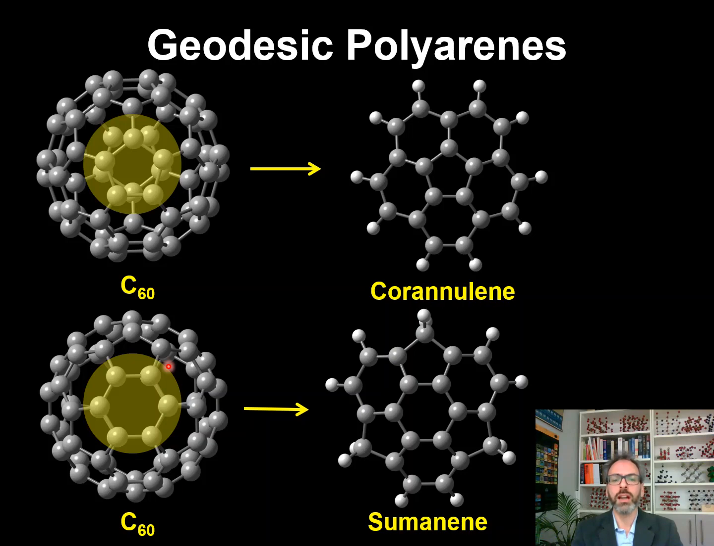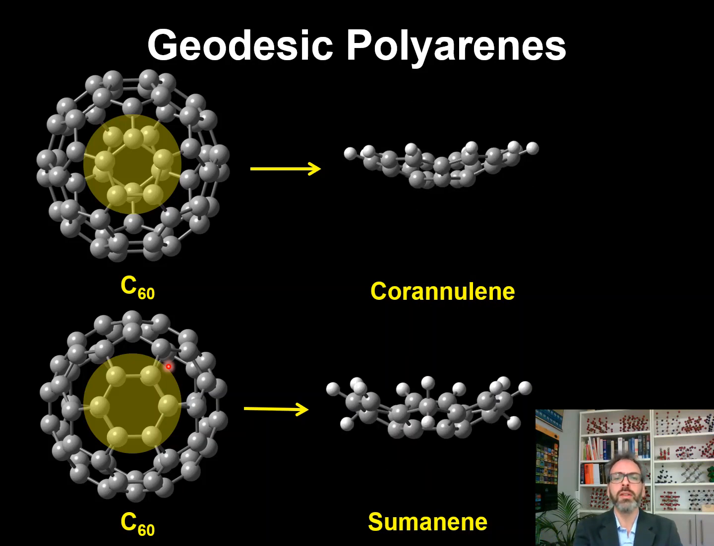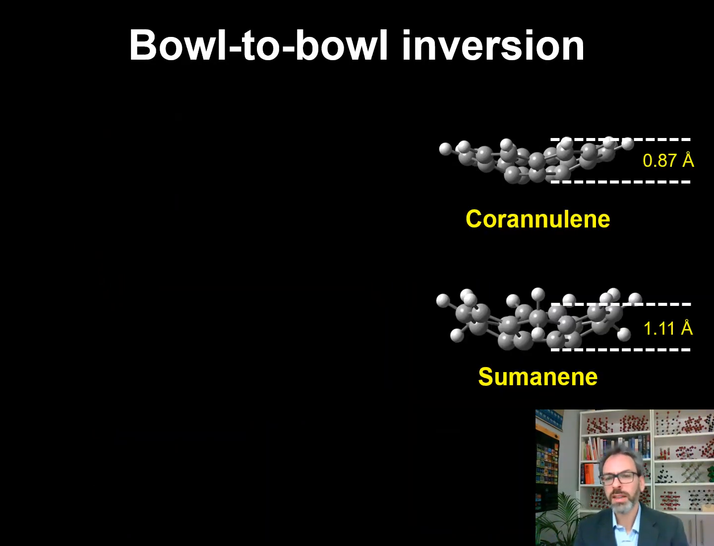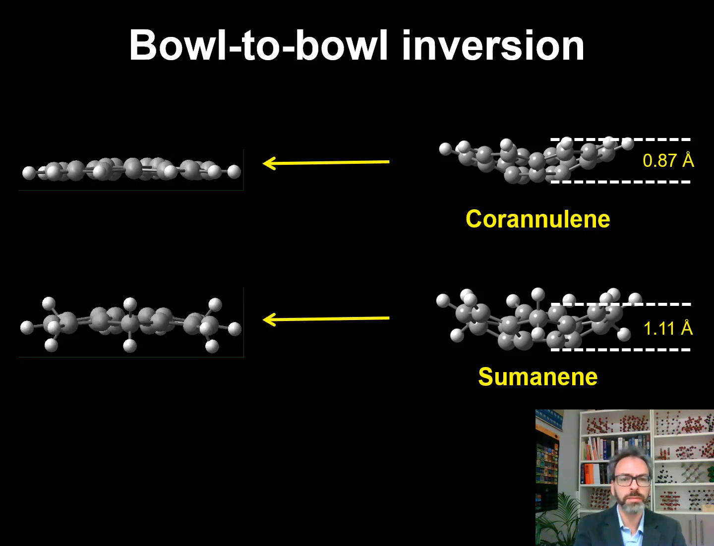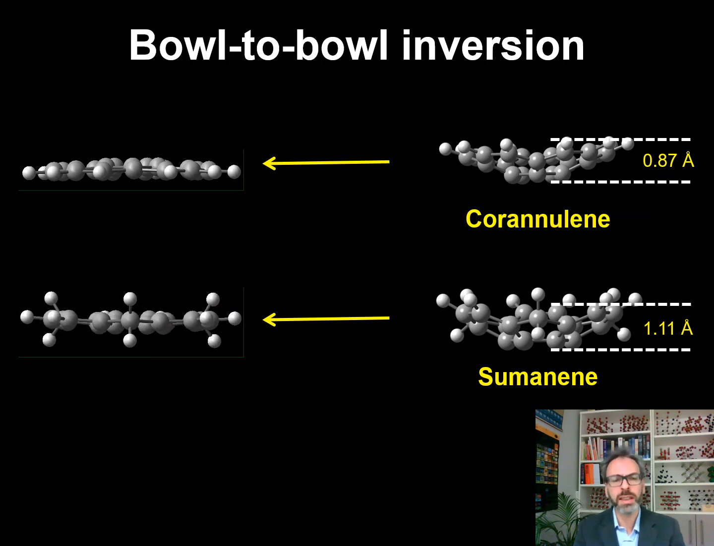And these molecules have very unique structures because they are bowl-shaped aromatic molecules. So the bowl has a depth. In corannulene, the depth of the bowl is 0.87 angstroms. Sumanene has a somewhat deeper bowl of 1.11 angstroms. And this means that these molecules will undergo a dynamic behavior of a bowl-to-bowl inversion. And we are interested in examining this bowl-to-bowl inversion more closely and possibly catalyzing it with a pristine graphene sheet.